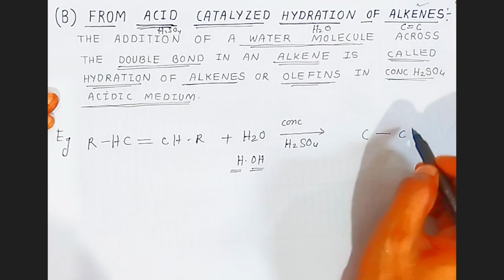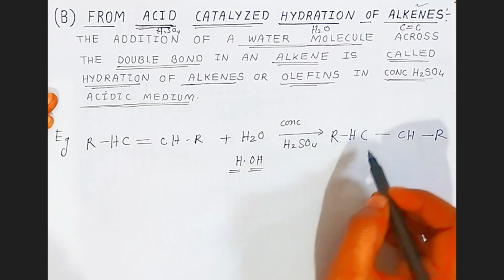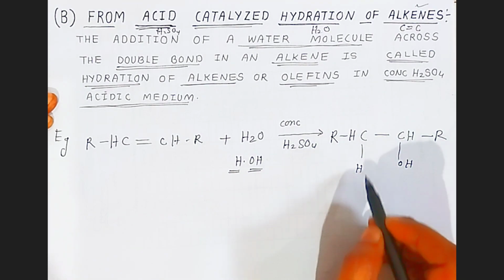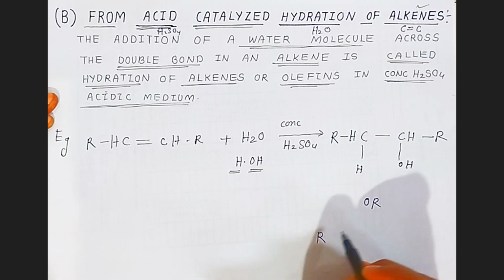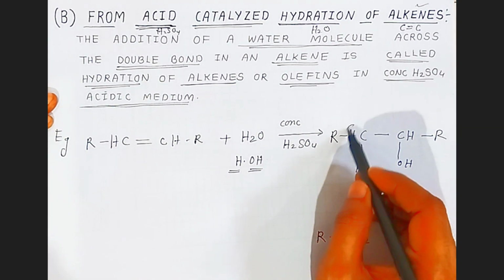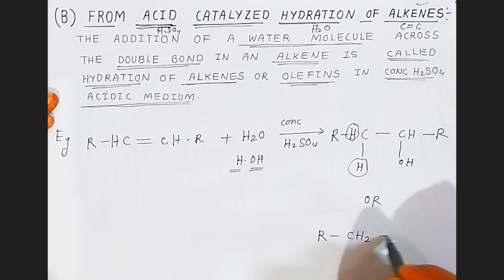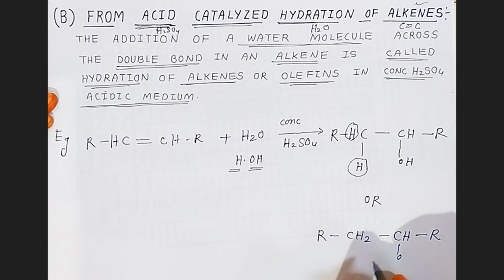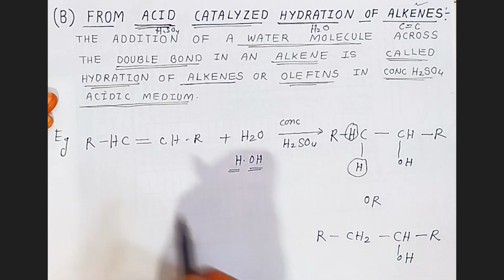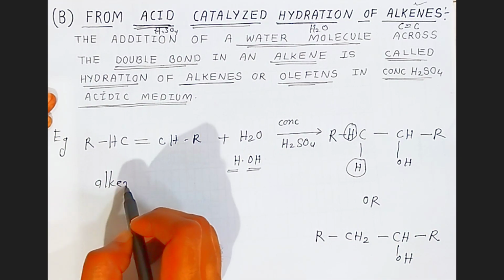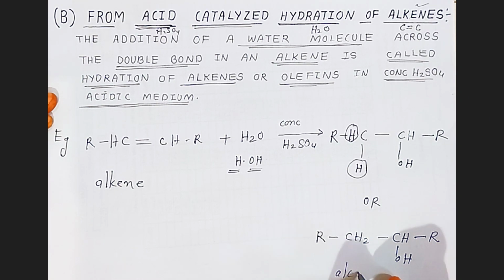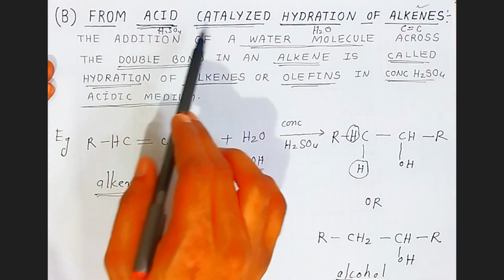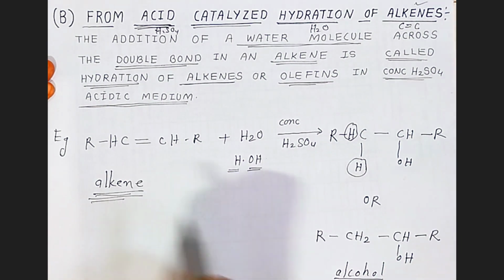Okay, students, now what happens? One of the hydrogens will go to this carbon, and the hydroxyl will go like this. In short, students, you can also write it like this. So your product will be RCH2, with one hydrogen from here, CH2CHOH, and you are getting it like this. This is the alcohol. Now you have got the alcohol. So from an alkene, any alkene you can convert into alcohol. If you have an alkene as raw material, you can convert it into alcohol. Understanding this way, students? From acid-catalyzed hydration of alkenes, you can convert any alkene into alcohols.